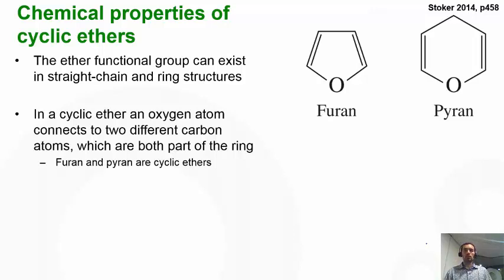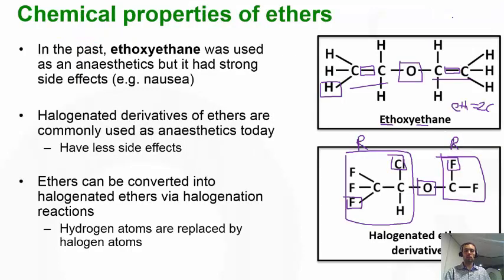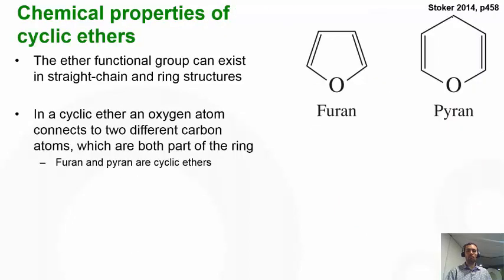So as we've seen with some of our functional groups, not only can they be present in straight chain structures like we saw in the previous slide, some can also be present in ring structures, and this is also true for the ether functional group. So here we can see ring structures that contain the oxygen atom and therefore have the ether functional group.